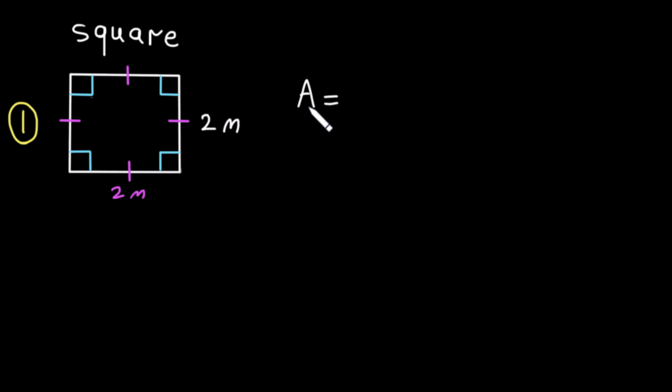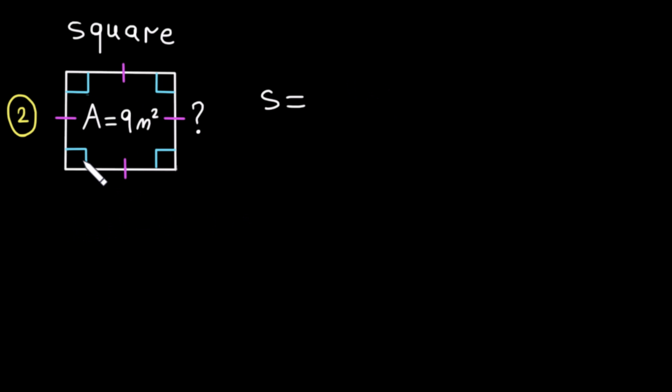Okay, to find the area, we know that A equals, similar to a rectangle, the length multiplied by the width. But in a square, since the sides are equal, it is the side multiplied by itself, which means s squared. So s squared is, s is the side, which is 2 to the power 2, like 2 multiplied by 2, which is 4 square meters, like here m to the power 2. So here the answer is 4 square meters. Now let's take another example.